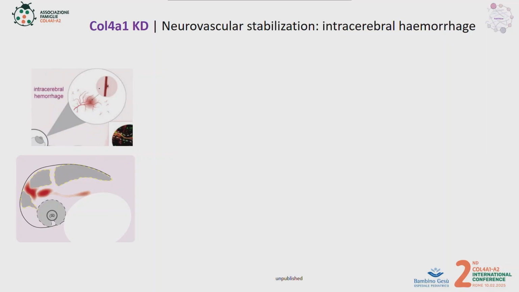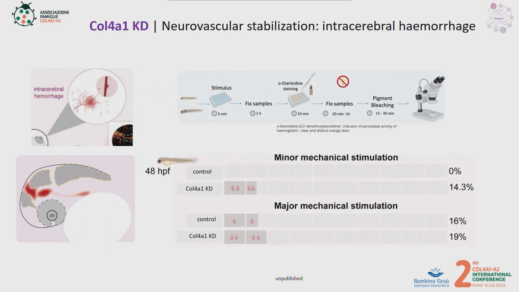So what we did, we worked a little bit on the protocol. We apply a minor and major mechanical stimulation protocol on our embryo for 3 minutes. We fix the embryo, we stain them for the staining that stains the blood, and then we bleach the pigments so that you can see there are some black pigments. It's true that the embryo is transparent if you bleach the pigment or if you have pigment mutants. In this case, we bleach the pigment afterwards, and we can see the whole brain.